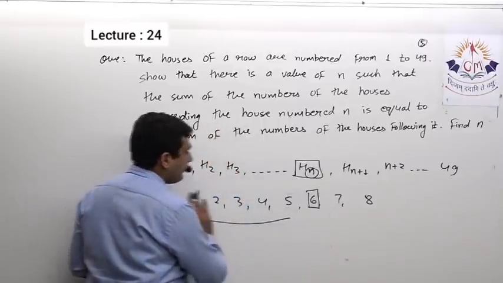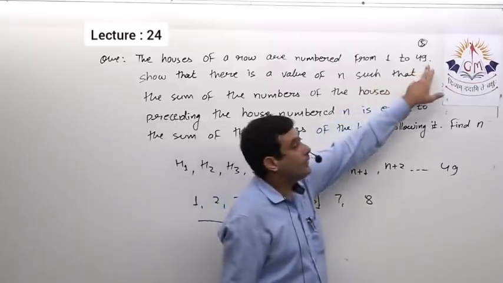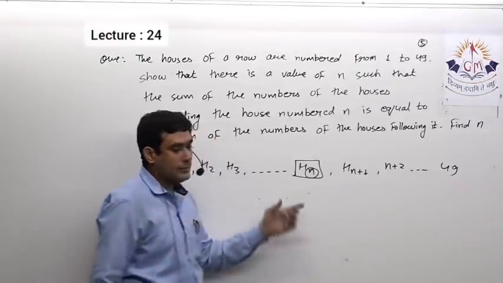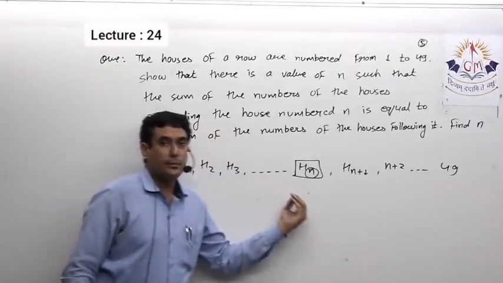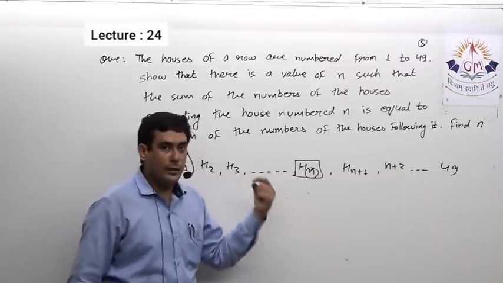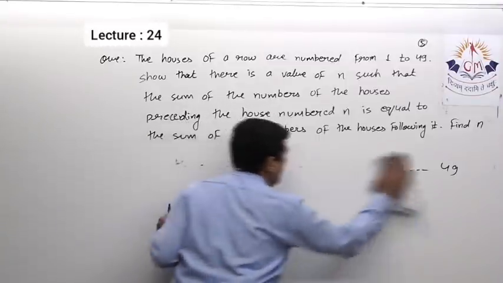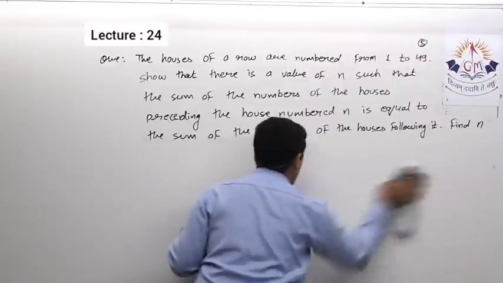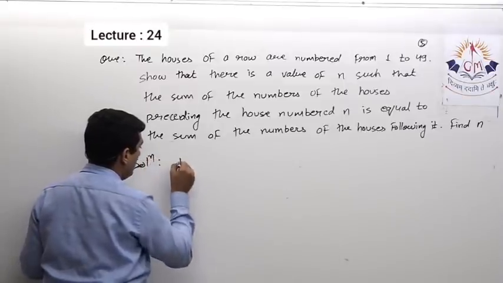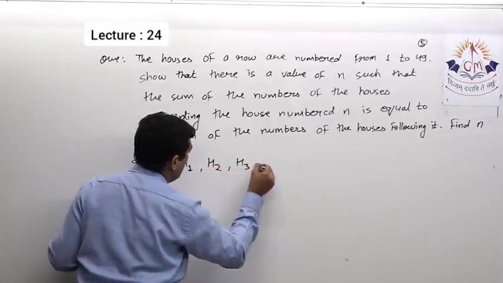But here I took it practically because the numbers were a little bit less. Now here the numbers are up to 49. So we have to find such a house number that if we add the numbers of the houses before that house, it should be equal to the sum of the numbers of the houses after it. So let the house numbers be in this way: first house, then second, then third.